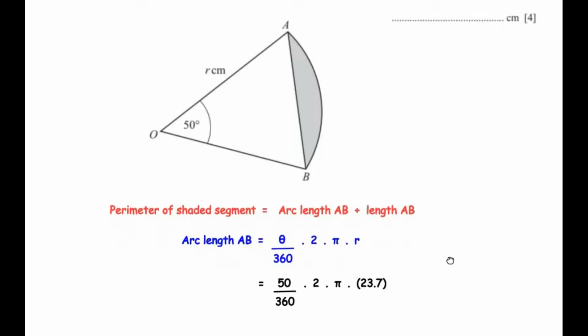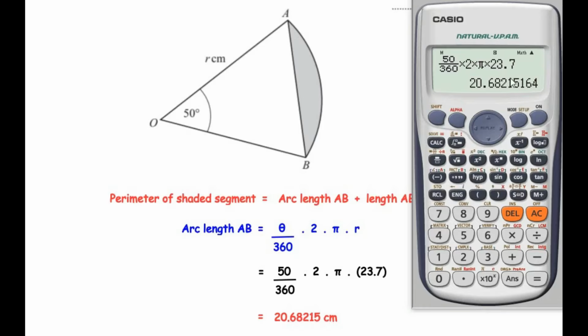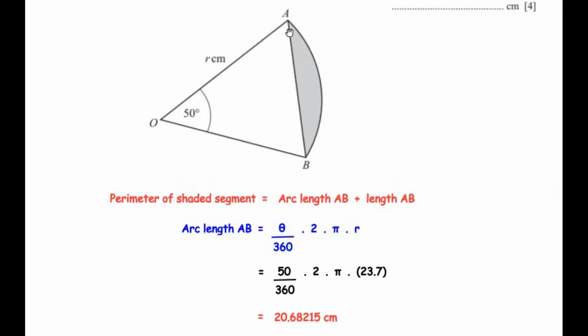So substituting the respective values we have got here, arc length AB is equal to 50 over 360 times 2 times pi times 23.7. Let us see what value this gives us. So this is going to give us the value of arc length AB as 79 over 12 pi, or in decimals as 20.68215. So let me write here 20.68215 centimeter. Now I have taken to 5 decimal place. You can also take it to 4 decimal place. So if you're rounding it to 4 decimal place, it becomes 20.6822.